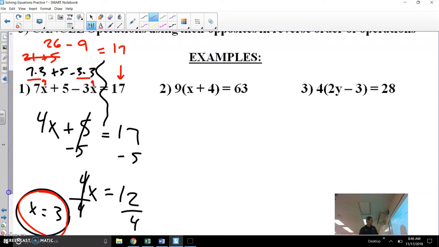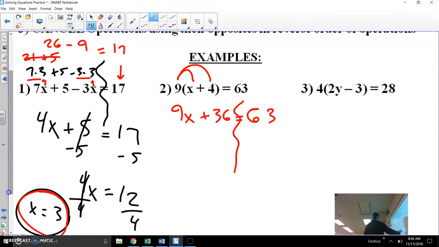So let's try another one that has to do with distribution as the first step. So for example, I've got 9 multiplied against x, 9x. 9 multiplied against 4, 36, and that equals 63. So now it's in a 2-step situation where I've got to put like terms together that are on opposite sides of your equal sign, but I have to consider opposite operations to move it. So let's subtract. Let's see, 9x equals 27.